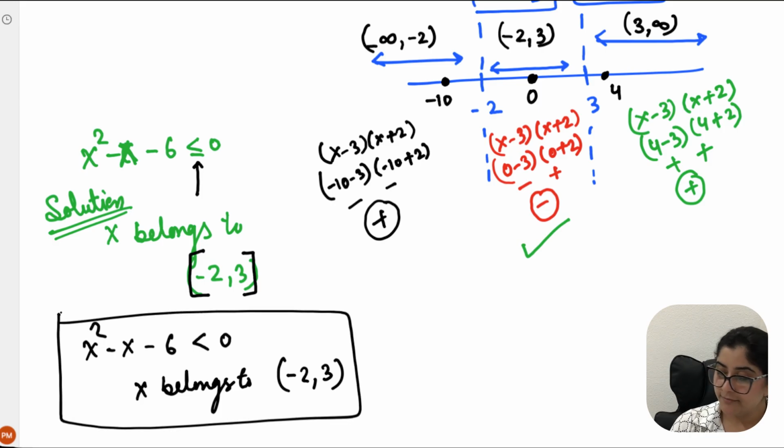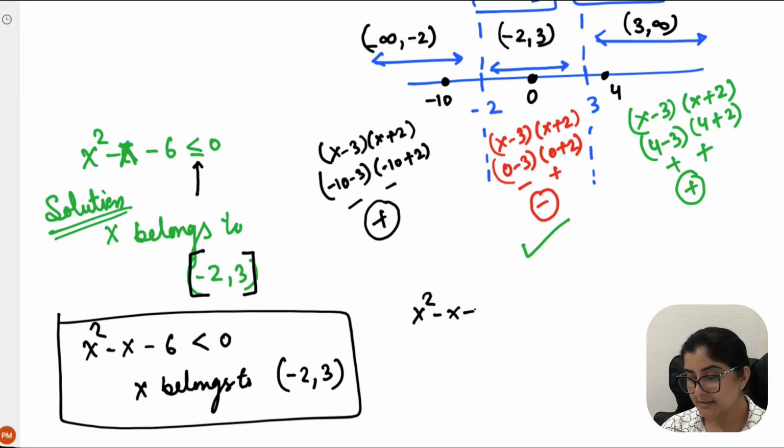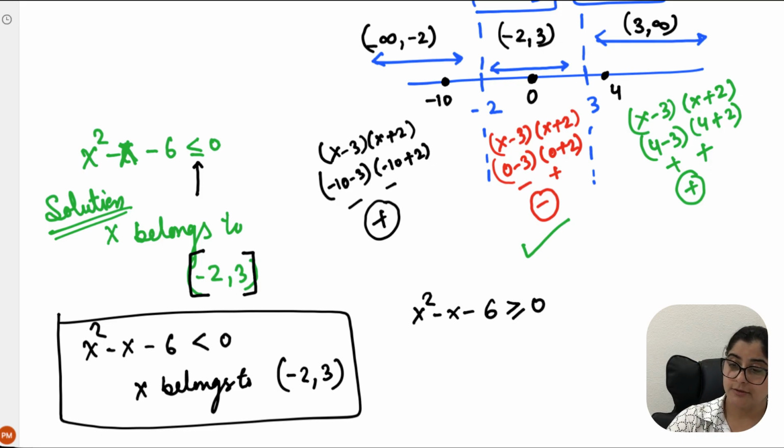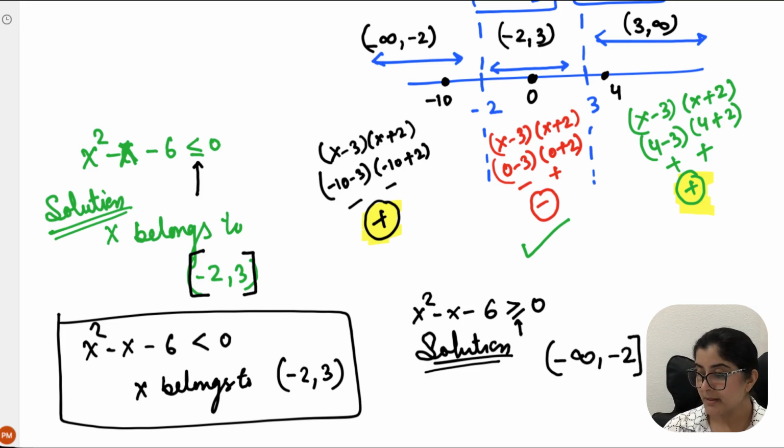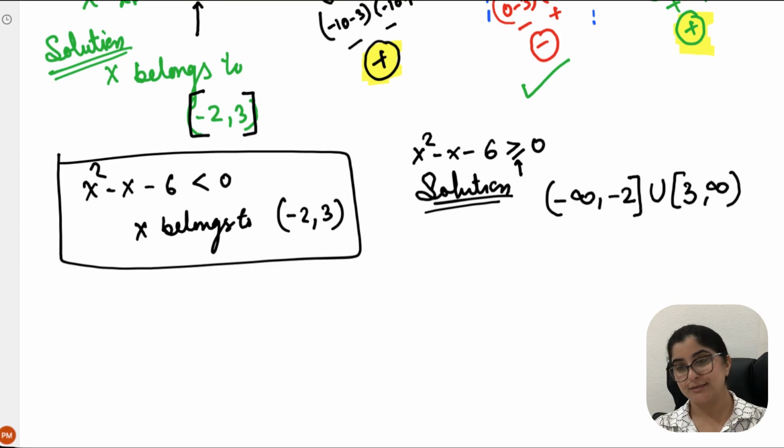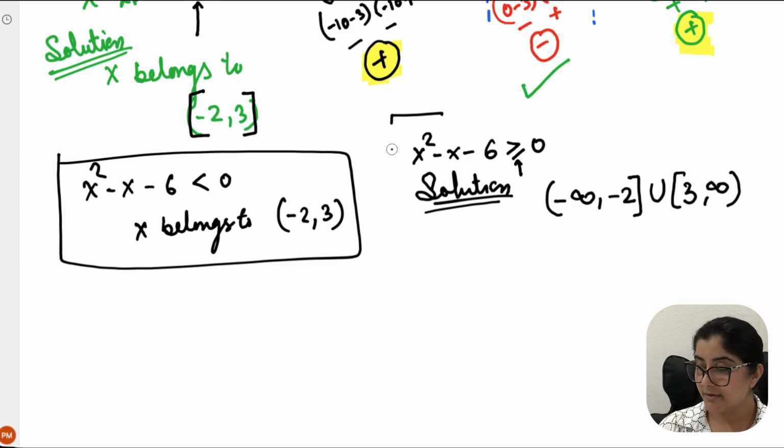Now if the inequality is x squared minus x minus 6 is greater than or equal to 0, greater than means positive, so we pick those intervals where the expression value is positive. Our solution will be two intervals. One interval is minus infinity to minus 2, and the endpoint is included because there is an equality sign. The second interval is 3 to infinity, and the endpoint is included. So this is how we answer questions on quadratic inequalities.